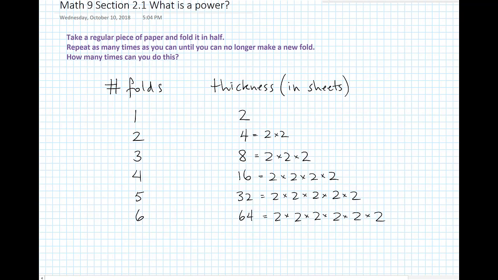So mathematicians love shortcuts. Multiplication really is just a shortcut. It's a shortcut for repeated addition. And similarly, exponents are really just a shortcut for repeated multiplication. So instead of writing 2 times 2 times 2 times 2 times 2 times 2, we can write it as 2 with a little 6 beside it.